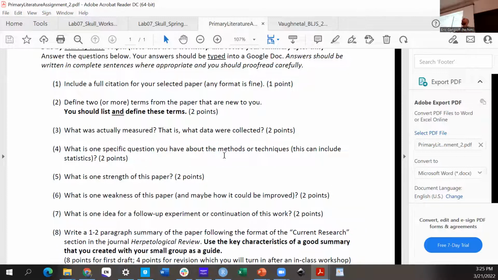A weakness of this paper. What's the weakness of this study? We only use males. So we can't really draw conclusions about juveniles or about females of this same species. Huge weakness of this and many other similar studies. Good. What's another weakness?